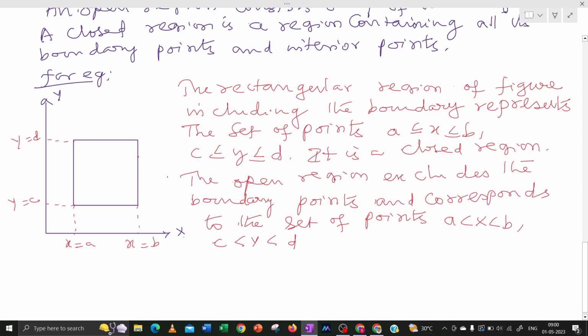So the difference between open and closed region is that the closed region contains the boundary points and interior points, while the open region contains only the interior points. Good. So these are a few important definitions.